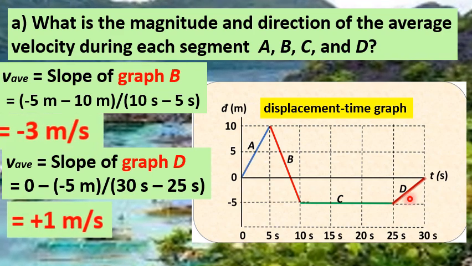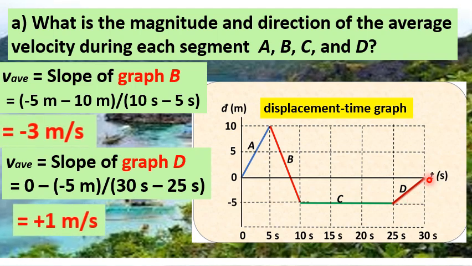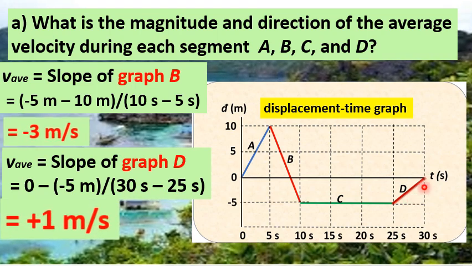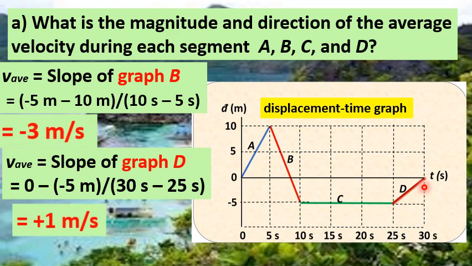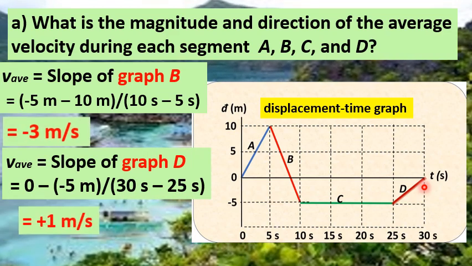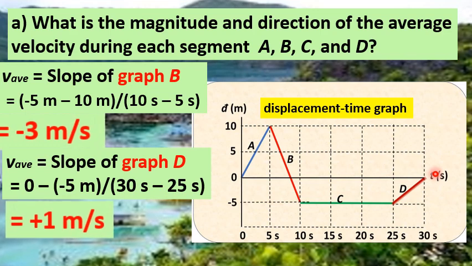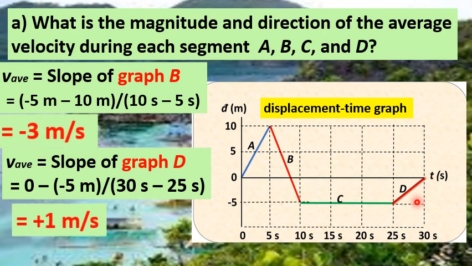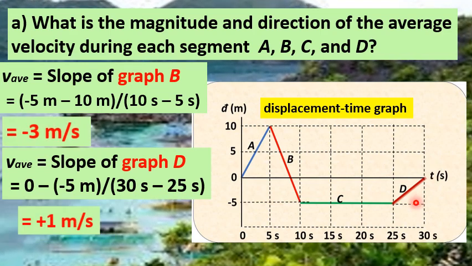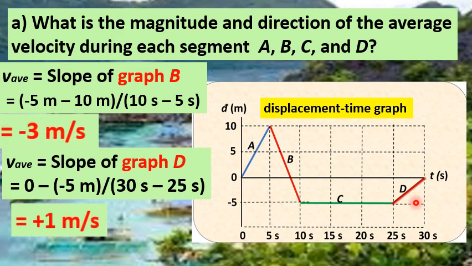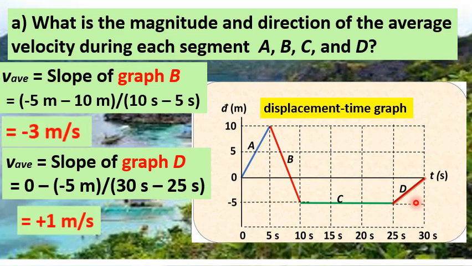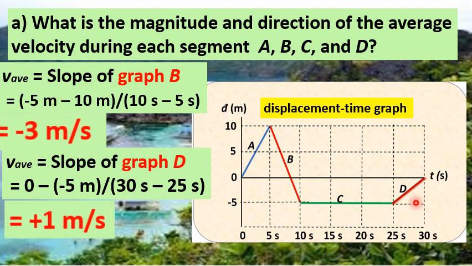So that means during the last 5 seconds, the body is moving back, meaning it is heading back towards the origin. So, as expected, we get a positive velocity, which is positive 1 meter per second.